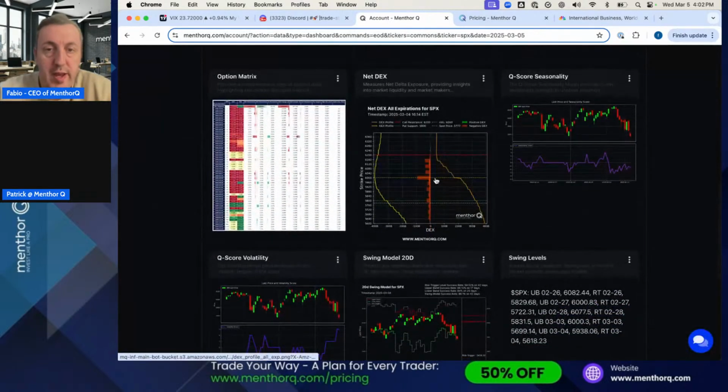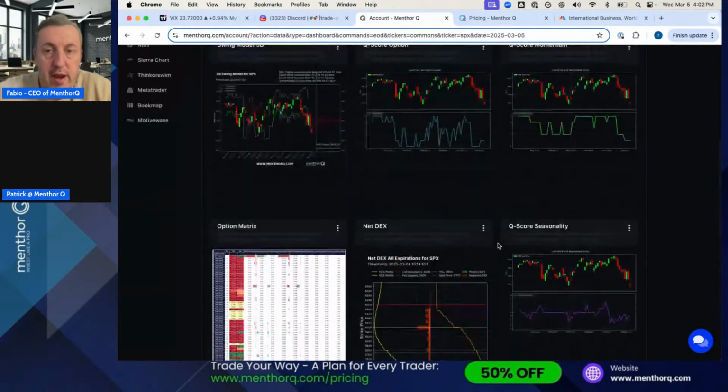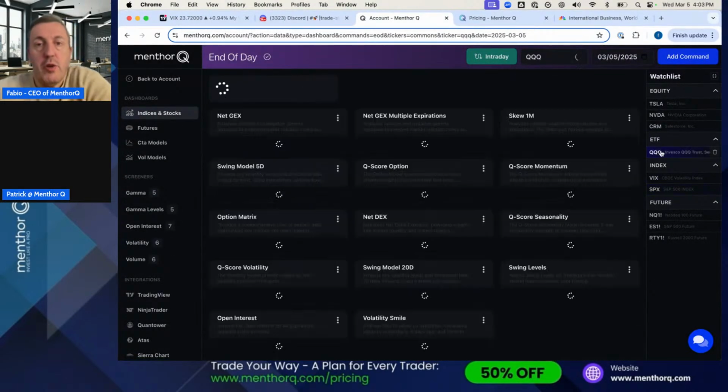And of course, we can also look at our DEX chart right here and also looking at our other models. So let's go on QQQ.